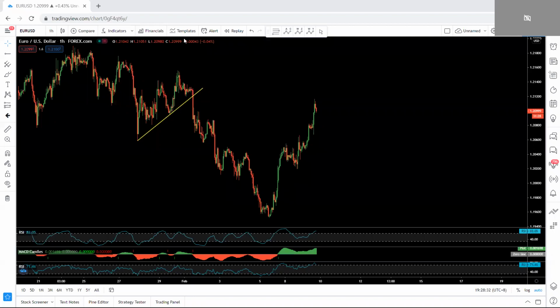Euro USD, we start with the 1 hour chart. If you refer to our analysis, when the price was here, we mentioned that if we get the correction, we look for buy. This is what we got, and we are here. Now the question is, what's next? Whether we should look for the continuation or the price can drop.